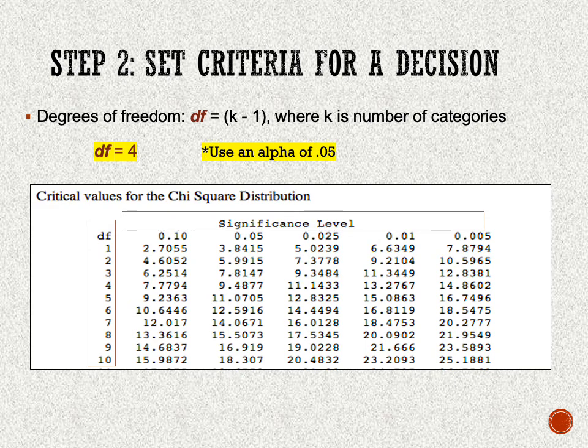And then again, we weren't told otherwise, so we're going to use a significance level of 0.05. So we just look for that in our chart, our DF of 4, our significance level of 0.05, match that up, and we get 9.4877, or 9.49 when we round to the nearest hundredth place.